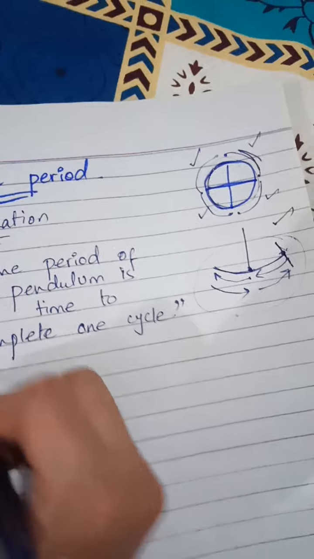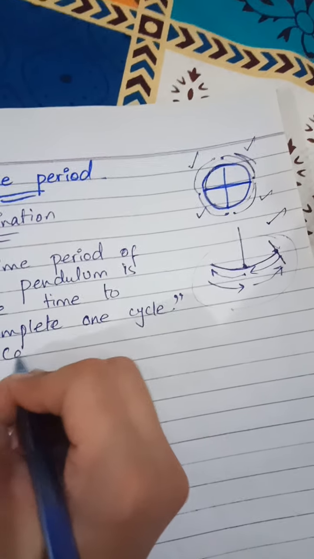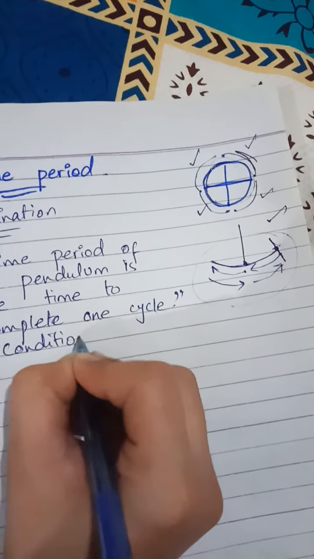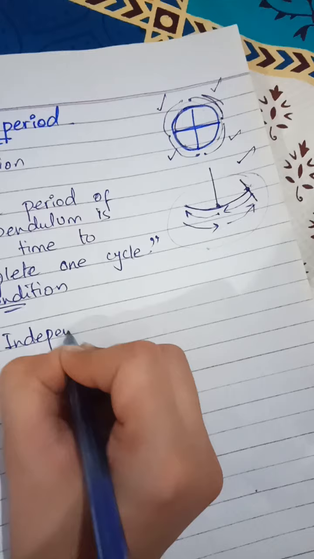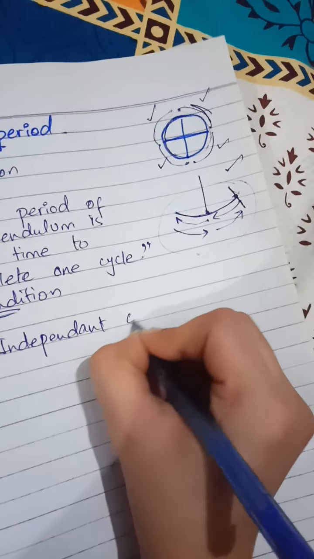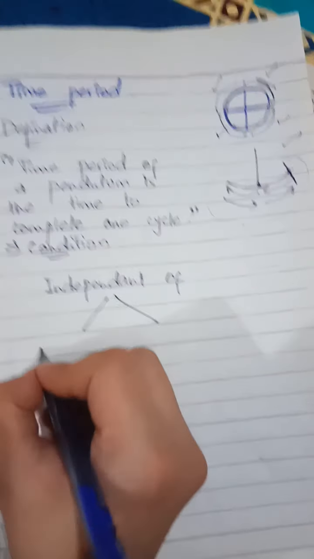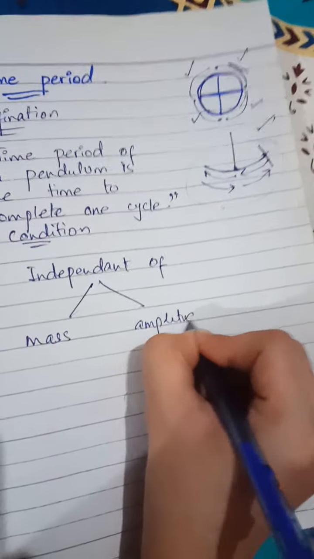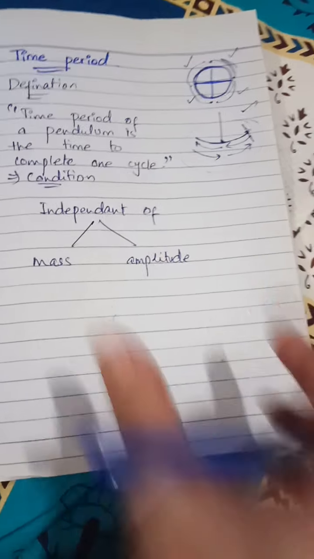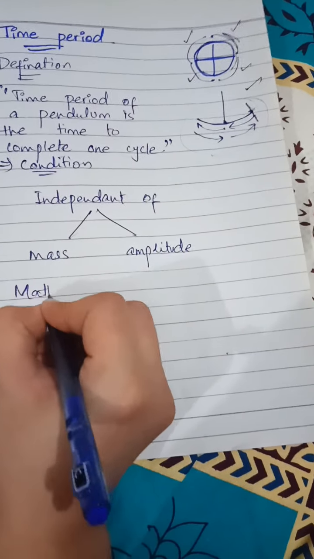Now the condition is, what is the condition of this time period? The condition is that it is independent of two things. What are these two things? These two things are mass and amplitude. I will tell you about this in detail. Let's look at its mathematical form first.